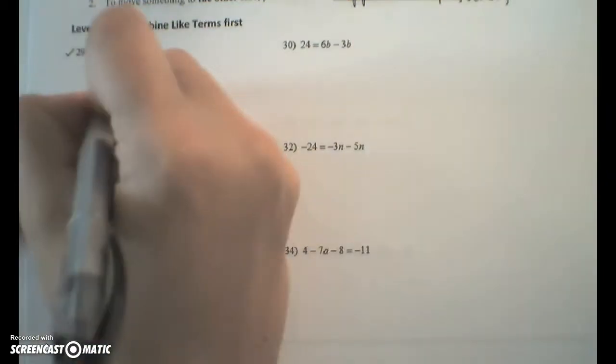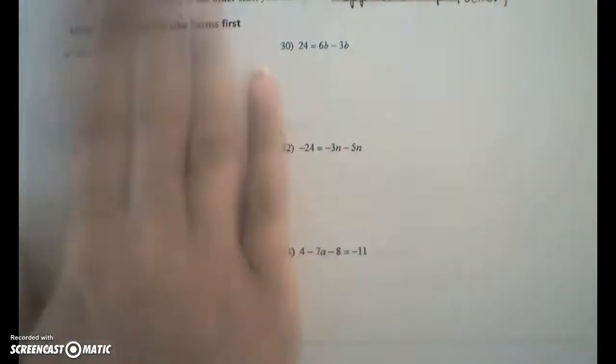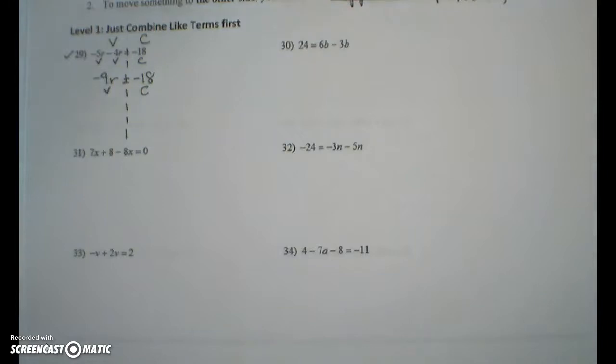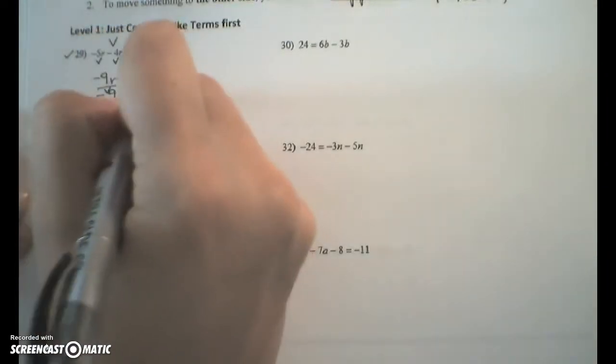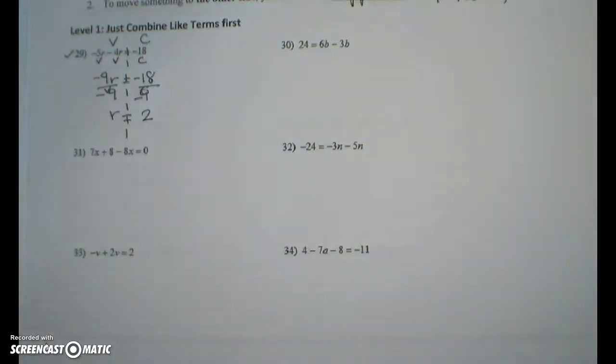Now this is a variable, and this is a constant, and there's not more than one variable on this side or one constant on the other side. Now since we've got them both on their own side, it's time to divide. So divide by -9, divide by -9, and r equals 2. Now you go ahead and try the same thing with number 30.